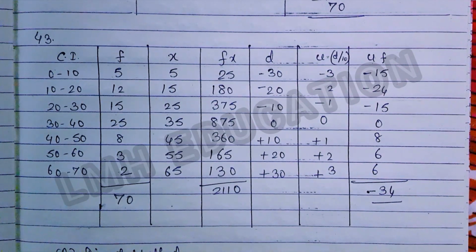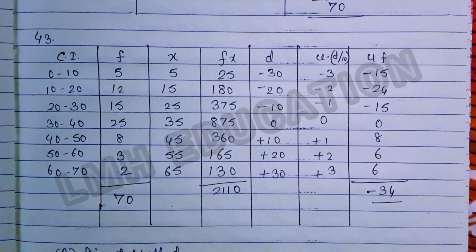For the step deviation method, you have to find the d. You have to take the assumed mean. Here the assumed mean has been taken as 35 and we will subtract 35 from x. That is minus 30, minus 20, minus 10, 0, plus 10, plus 20, plus 30.